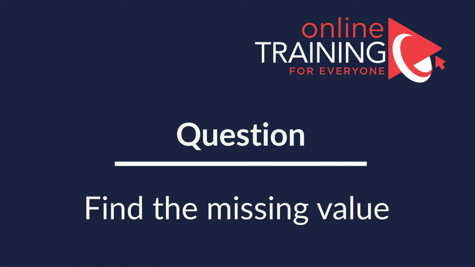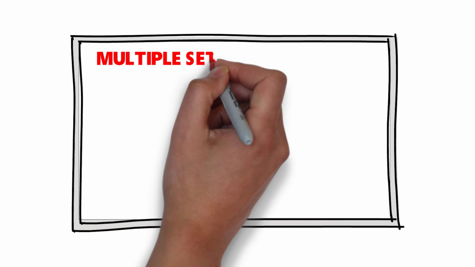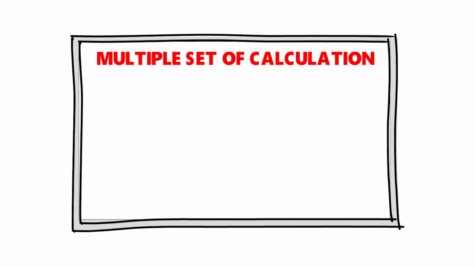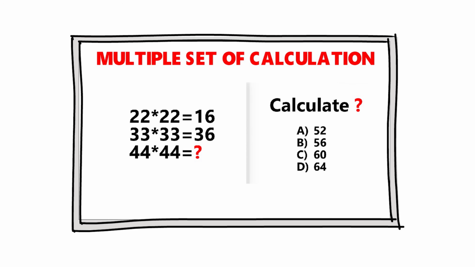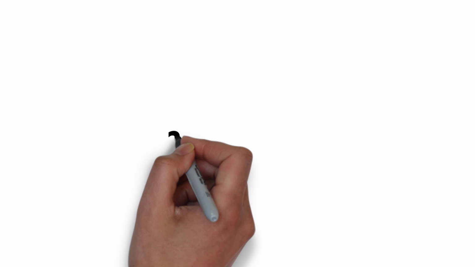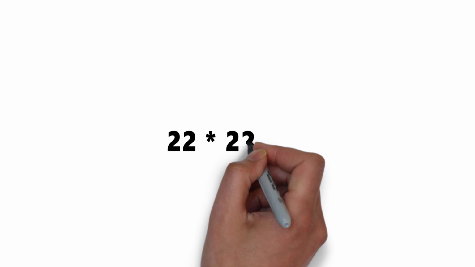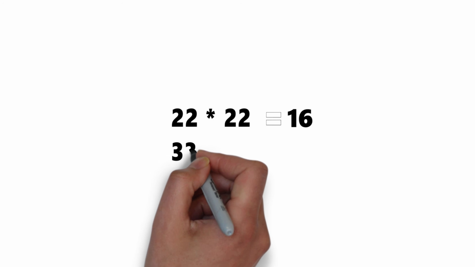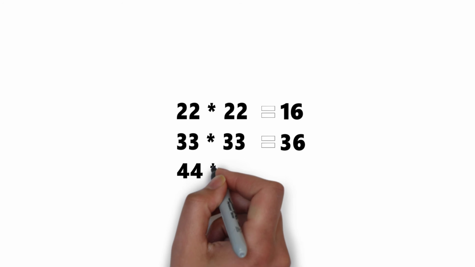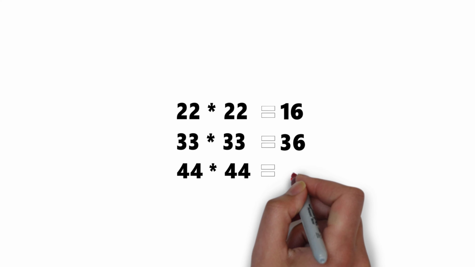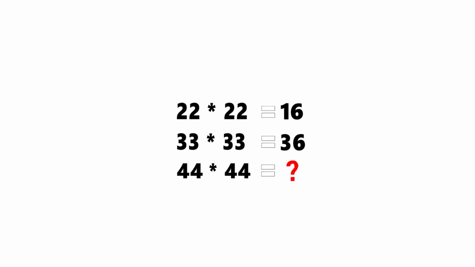You're going to love this problem because it is so confusing. You're presented with multiple sets of calculations. In our case, we have 2 full calculations, and one calculation is missing the final value. The first calculation is 22 multiplied by 22 equals 16. The second calculation is 33 multiplied by 33 equals 36. And then the last calculation is 44 multiplied by 44 equals question mark. And you need to calculate the question mark.